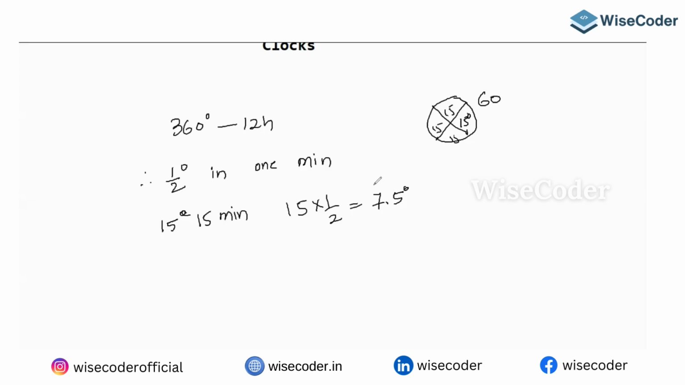Why half a degree per minute? So I can say 6 degrees in 12 minutes. What about the minute hand? In 1 minute, it will cover 6 degrees. So in 12 minutes, 6 into 12. Let me write here.